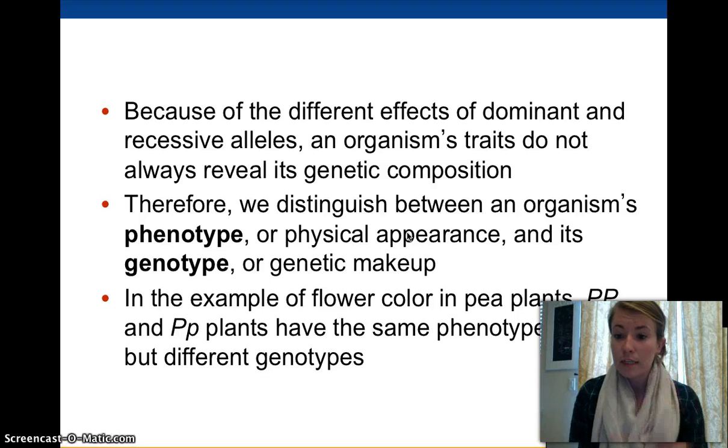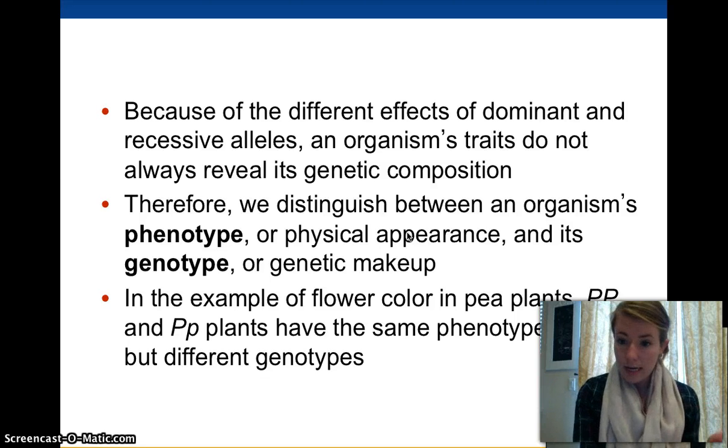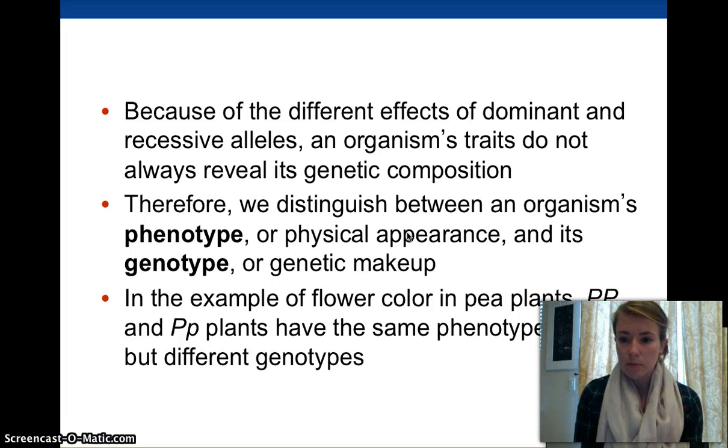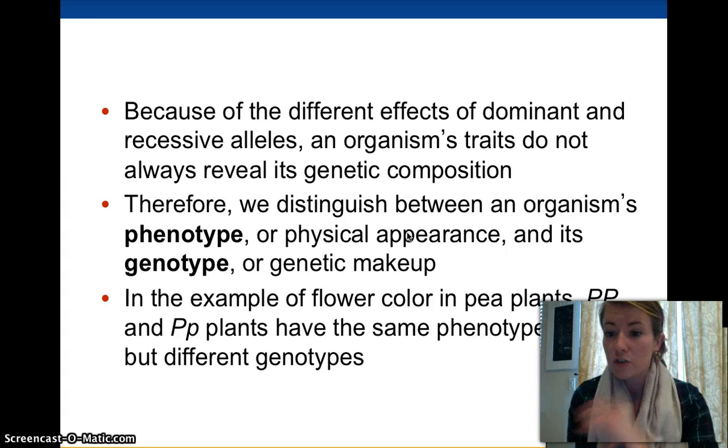So we have two different ways to distinguish an organism: phenotype and genotype. Phenotype is the physical characteristic that we're looking at. If we're looking at flowers, there are two phenotypes, purple and white. This is different than genotypes, which is the actual genetic makeup. It's pretty easy to remember: phenotype is physical, genotype is genes.